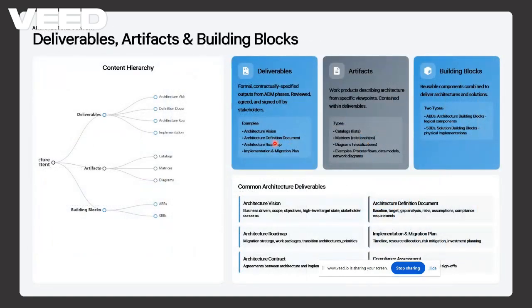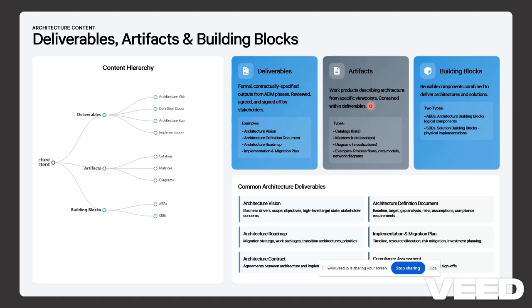Deliverables, artifacts, building blocks, content architecture. We see the deliverables, artifacts and building blocks. Deliverables are formal contractual specifications, the output of the ADM phases. Examples are the architecture vision, architecture definition documents, architecture roadmap, and implementation and migration planning. These have to be there.